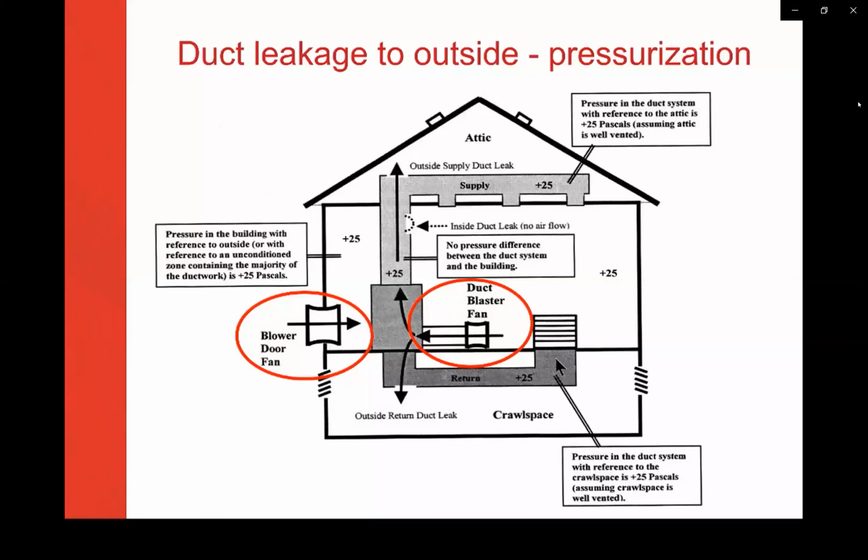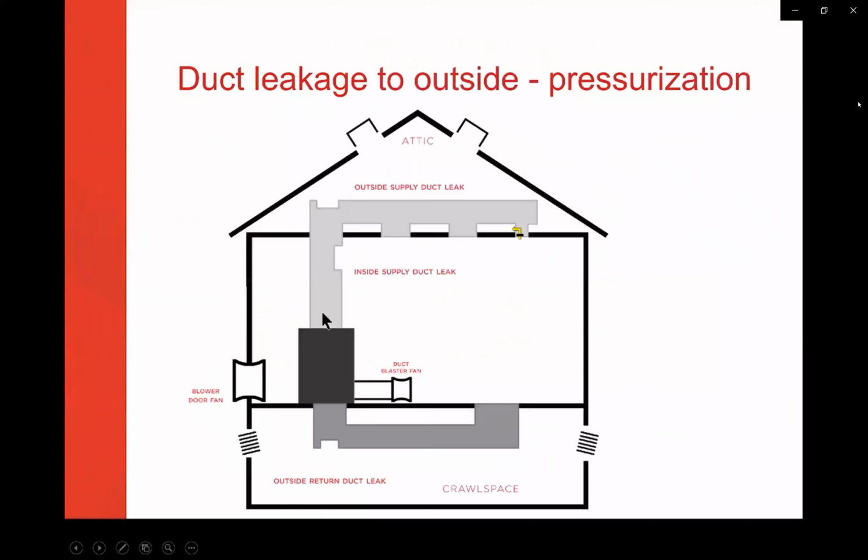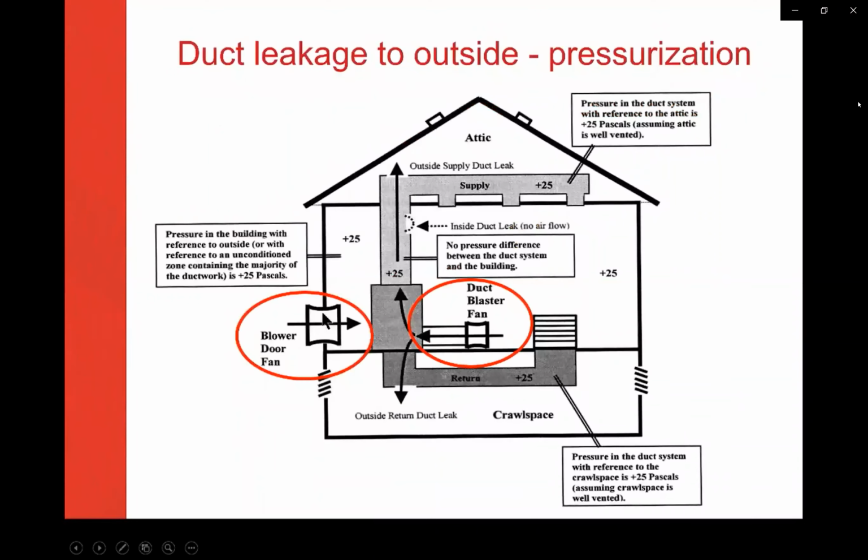Now we'll talk about the duct leakage to outside pressurization test. So now we've got a blower door set up to pressurize, and we have the duct blaster set up to pressurize. The blower door is blowing air into the house, and the duct blaster is blowing air into the ductwork. So they're both set up to pressurize.